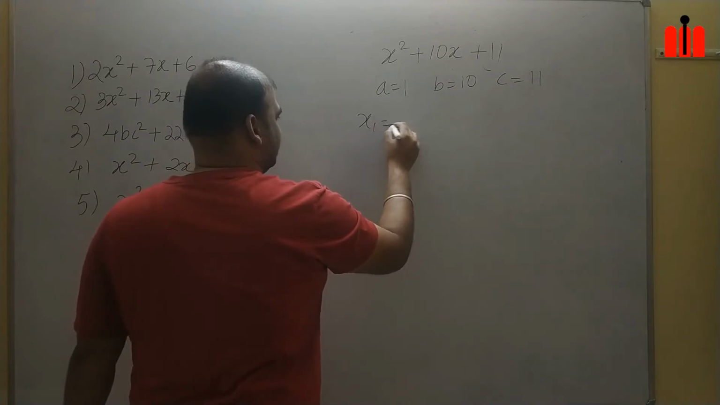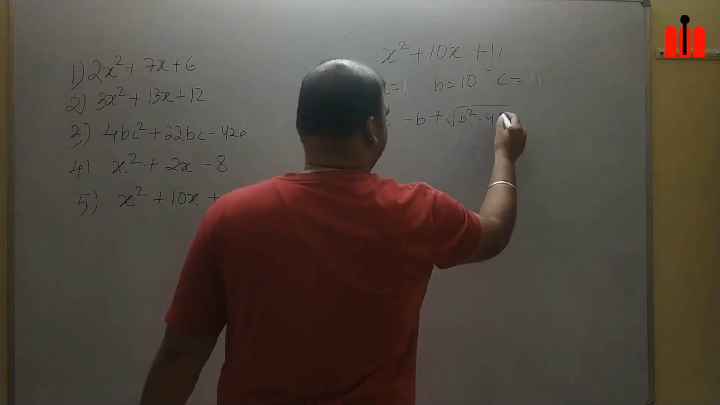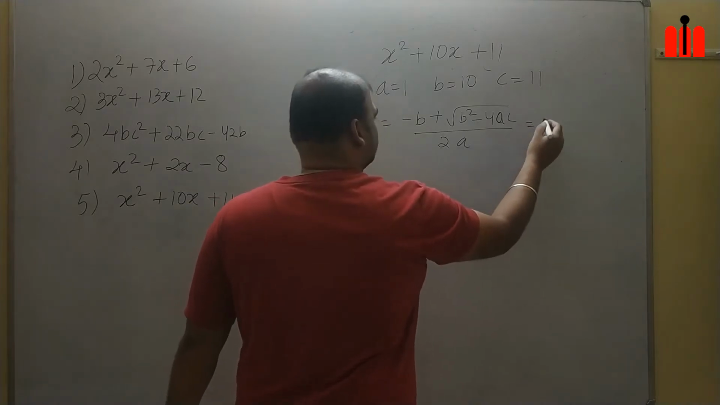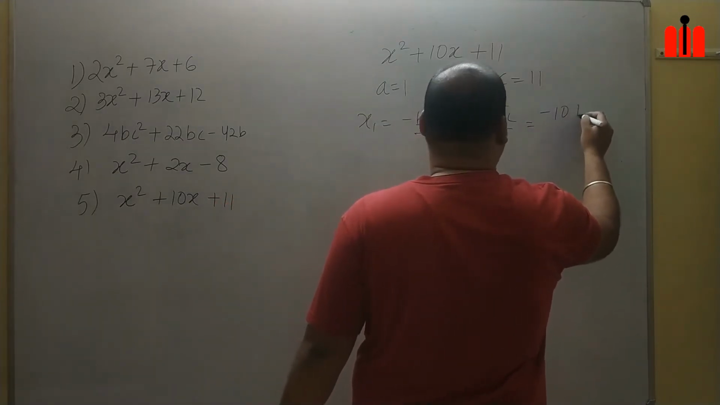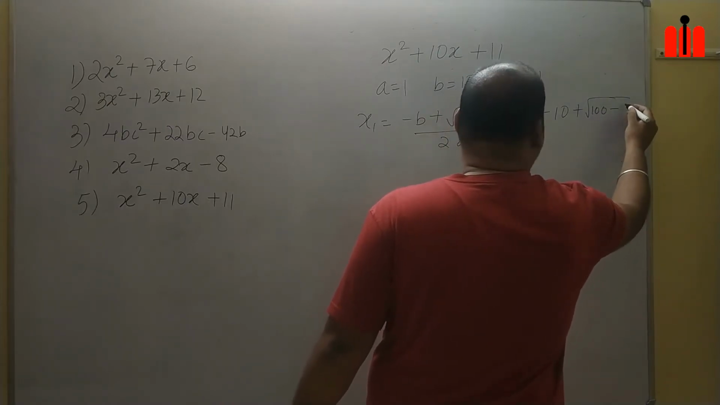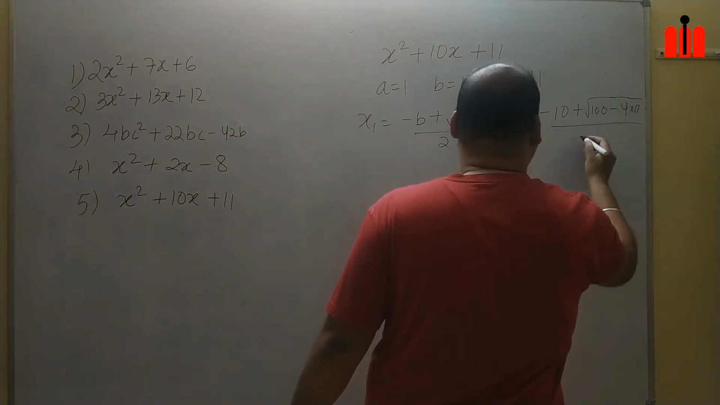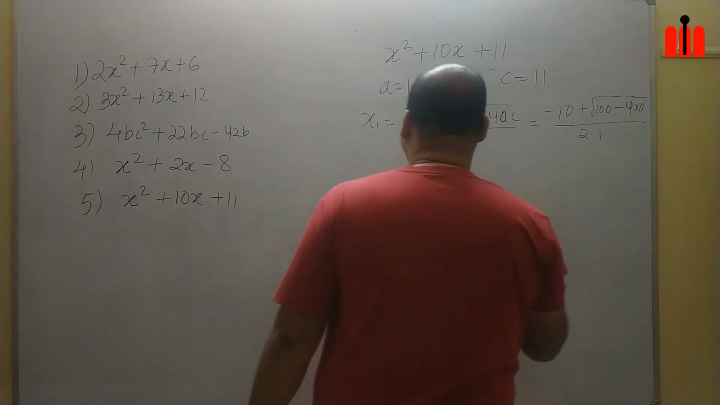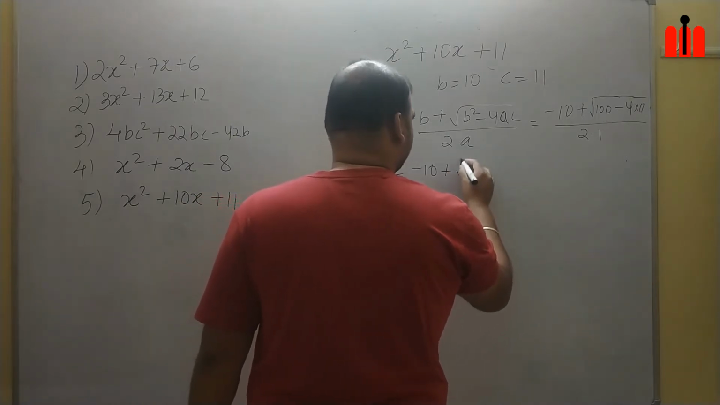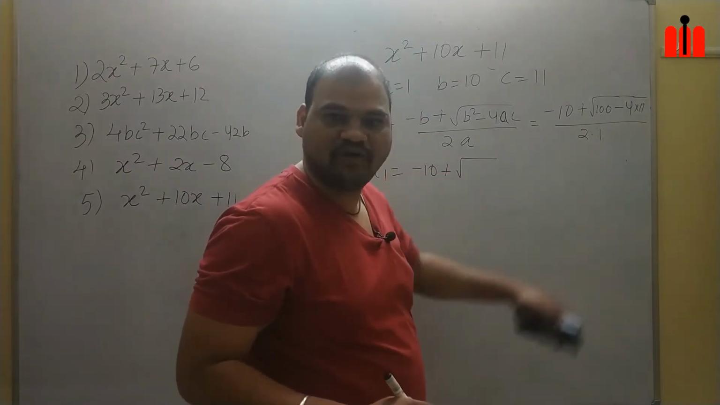So x1 will be minus b plus root of b square minus 4ac, by 2a. Then it will be minus 10 plus the square root of 100 minus 4ac, where a is 1 and c is 11, so 4 into 11, divided by 2a, 2 into a is 1. So x1 will be minus 10 plus root of 100 minus 44. So what is 100 minus 44?